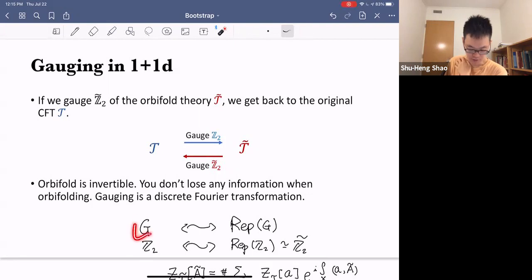But interestingly, if you take G to be a non-abelian finite group, then the representation ring will not be a group. So what you get here is generally not a symmetry. And that's how this leads to the so-called non-invertible line.